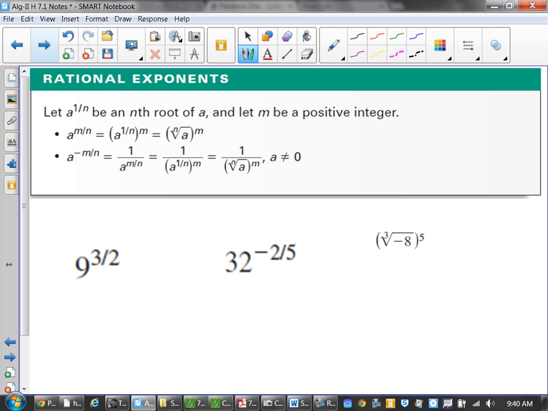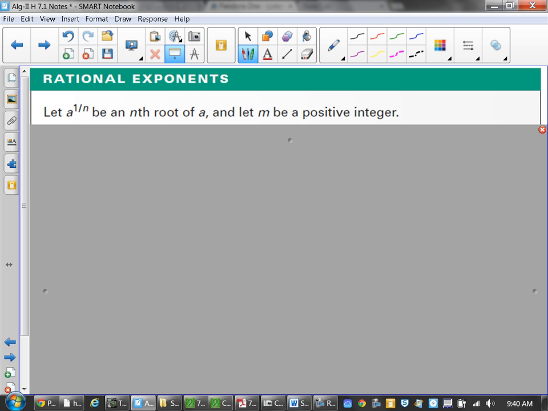So let's look at it in terms of fractions then. Roots can be rewritten as fractional exponents, and this is the main idea of being able to switch back and forth. When you're working with nth roots, you can rewrite them as fractional exponents. Fractional exponents are just another way of writing a root.